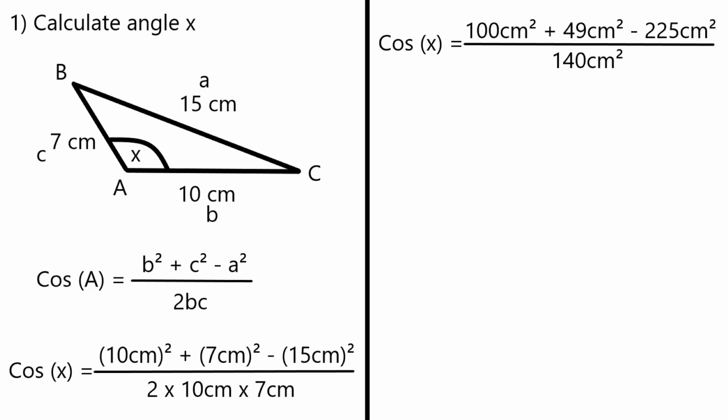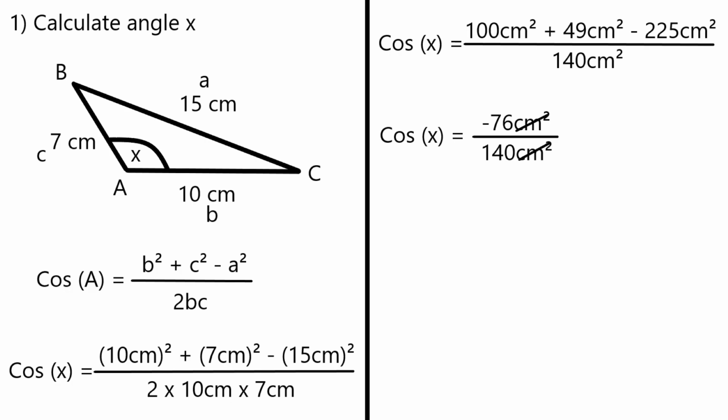So cos of X is equal to 100 centimeters squared plus 49 centimeters squared minus 225 centimeters squared all over 140 centimeters squared. Now you can just simplify that out on your calculator, so that's going to be cos of X is equal to minus 76 centimeters squared over 140 centimeters squared. Next thing we can do is cancel out the centimeters squared, because centimeters squared divided by centimeters squared is 1. Anything divided by itself is 1, so you can just cancel those out.